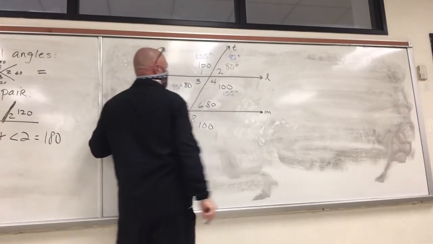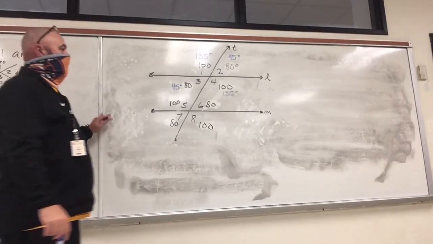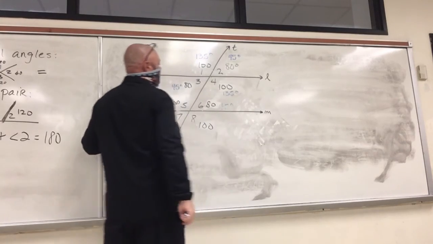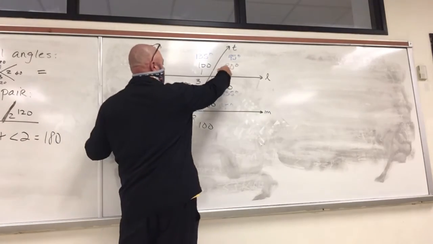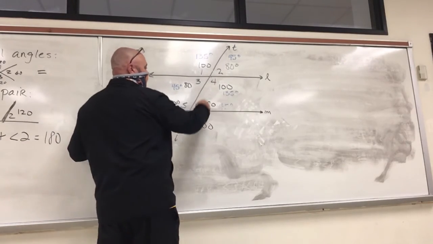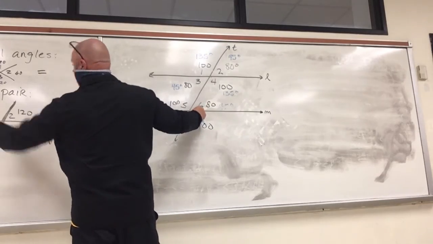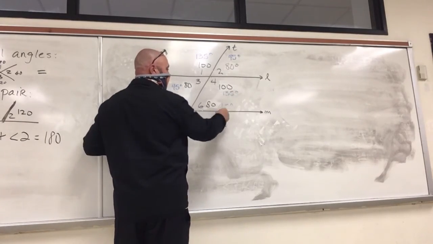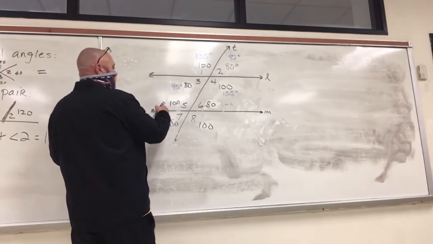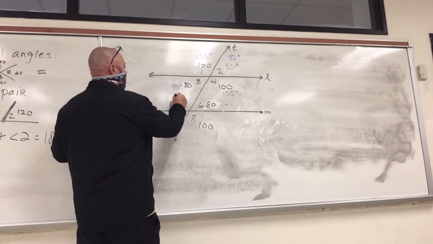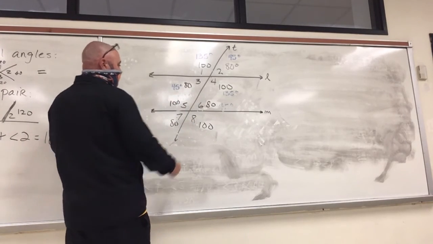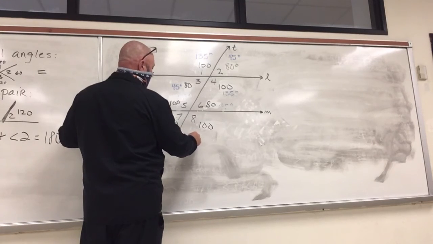All right, 6 is going to be 45. Why? Because it corresponds to 2. Yeah. Why else? 5 could be a linear pair, or a consecutive interior. I bet if you add those two, you get 180. Okay. 5 is going to be what? 135. Very good. 8 is going to be what? 135.